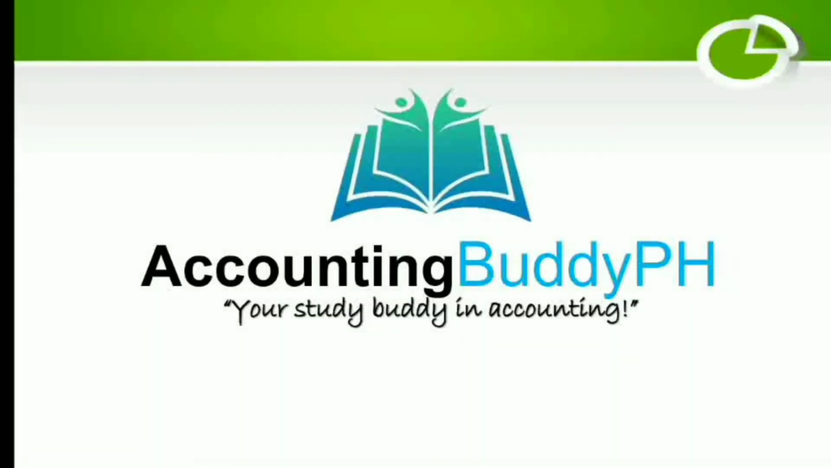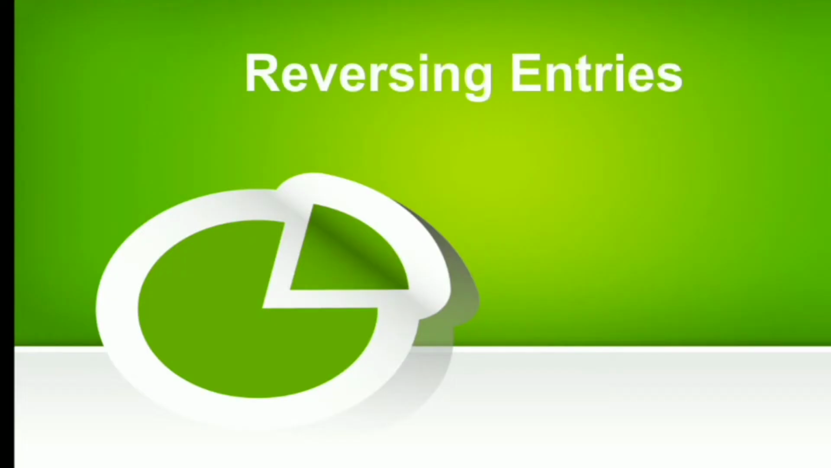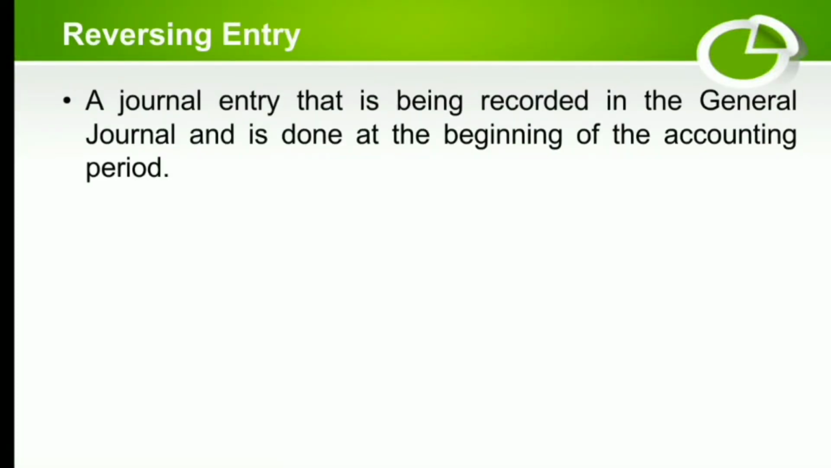In this video, we will discuss the last step of the accounting cycle, and that is step number 9, reversing entries. A reversing entry is a journal entry that is recorded in the general journal and is done at the beginning of the accounting period.